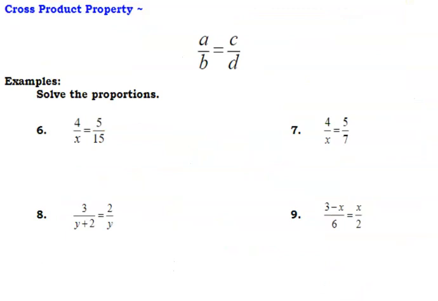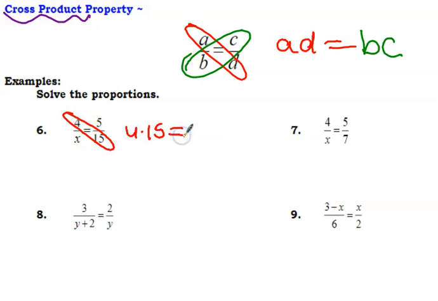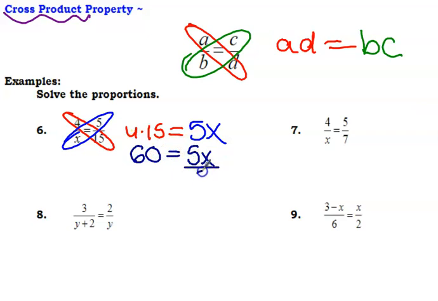All right, cross multiplication. So A times D equals B times C. So we're solving that. All right, so let's get after it. So this is cross product property. So you multiply across. So 4 times 15 equals 5 times x. Yes, Reno High colors. Let's go. All right, so 4 times 15 is 60 equals 5x.